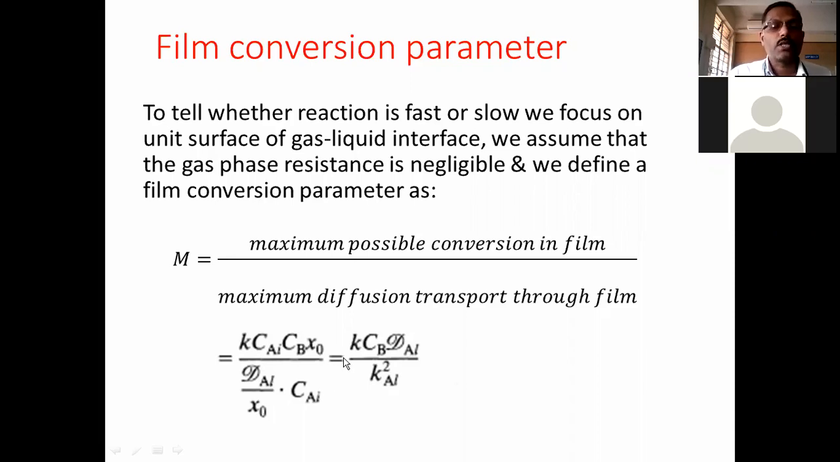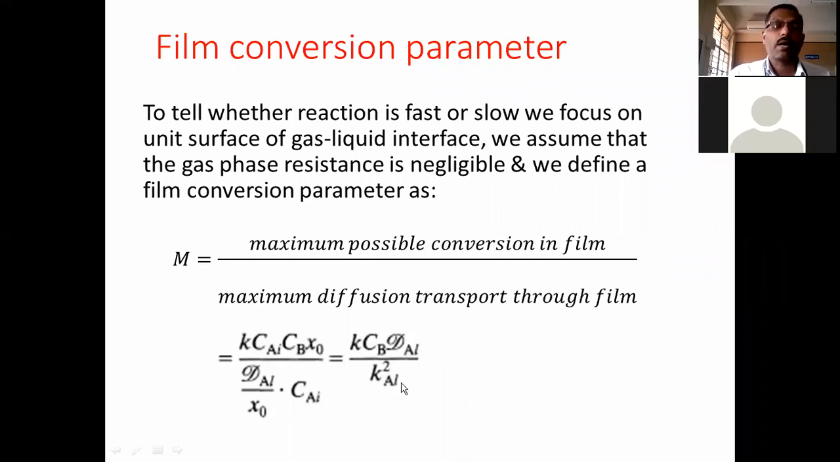Now this X0 we can write here as X0 squared, and multiply and divide both numerator and denominator by DL. So we write DL squared upon X0 squared, and DL squared upon X0 squared means kL squared, correct. Ci will be cancelled. So what is remaining? k into Cb into DL upon kL squared. This is the film conversion parameter.